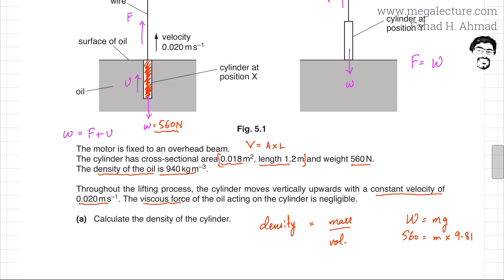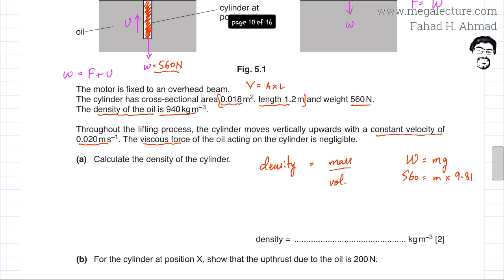So if I rewrite the formula, I can substitute the value of mass from this, and my density is going to become the mass, which would be 560 divided by 9.81, divided by the volume. The volume we already figured out: the cross-sectional area of the cylinder was given and the length of the cylinder was also given. So we need to multiply the two.